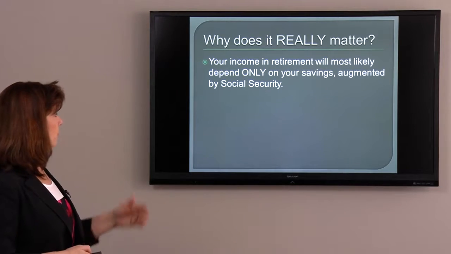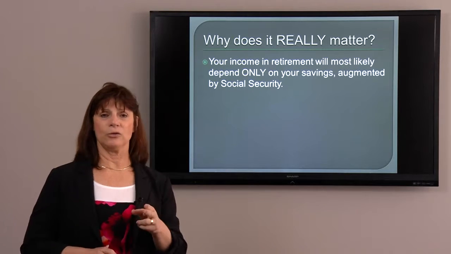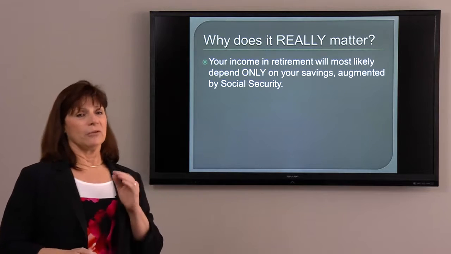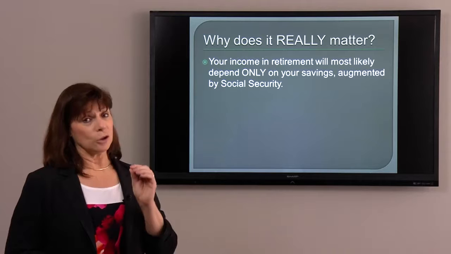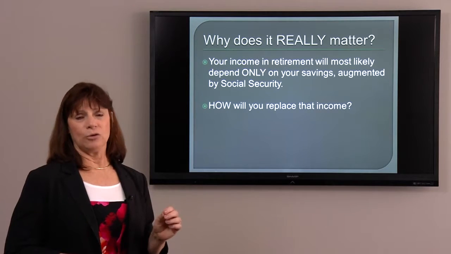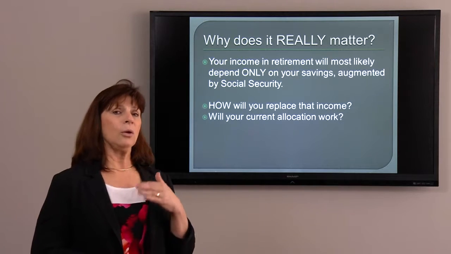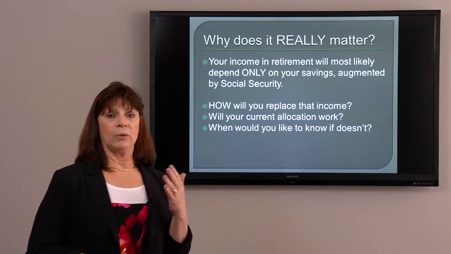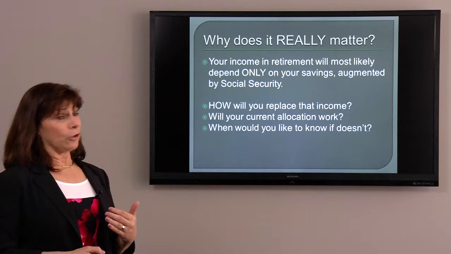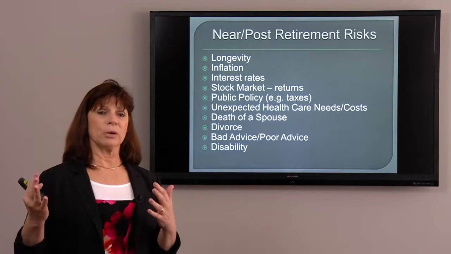Why does this really matter? Your income in retirement will most likely depend on your savings and Social Security, and if you have a pension. You've got some options. But if it's solely based on your savings, you want to get that right. So how will you replace your current income? How are you going to do that with the amount of money that you've saved and how it's allocated? Will your current allocation work? And when would you like to know if it's not going to work? Sooner rather than later? So here are your near or post-retirement risks.